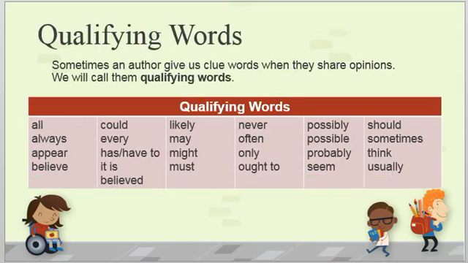Some other good words to look out for when we're determining fact and opinion are qualifying words. These are clues that authors give us when they're sharing an opinion. Words like all, always, appear, believe. Also want to look for never, often, only, and ought to. These qualifying words are really hard to prove. When I say I never get to sleep at night, I'm giving my opinion, not really stating a fact.